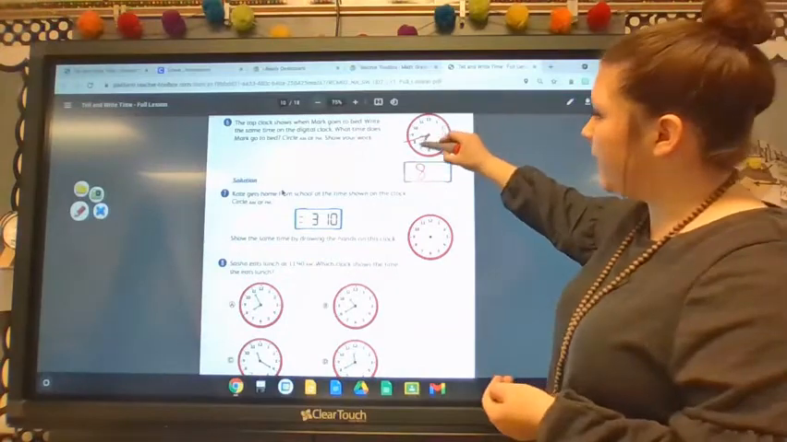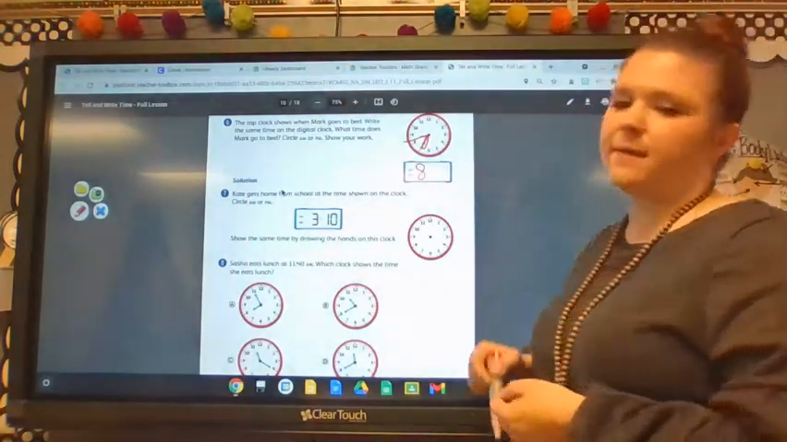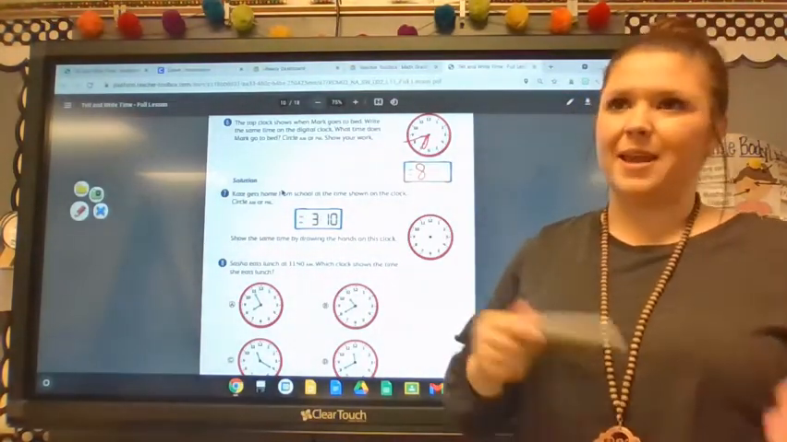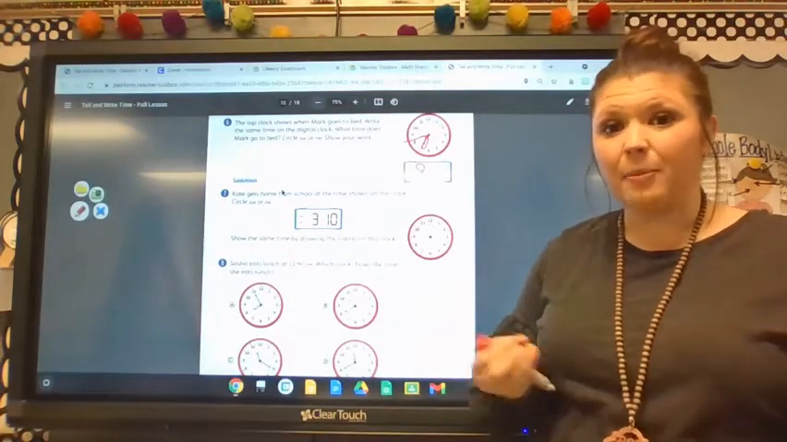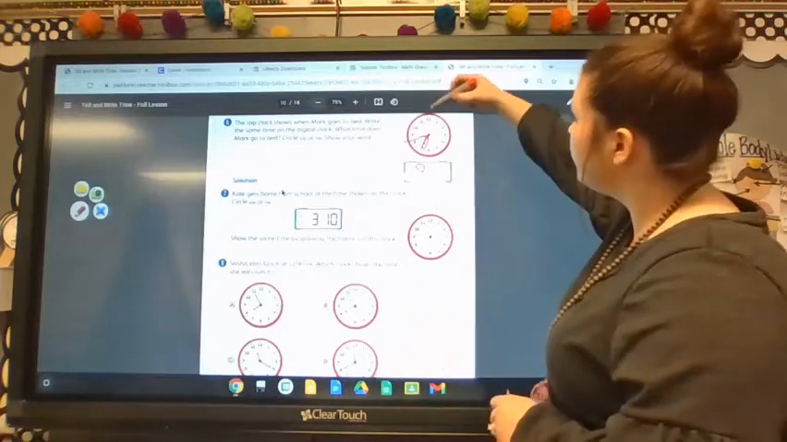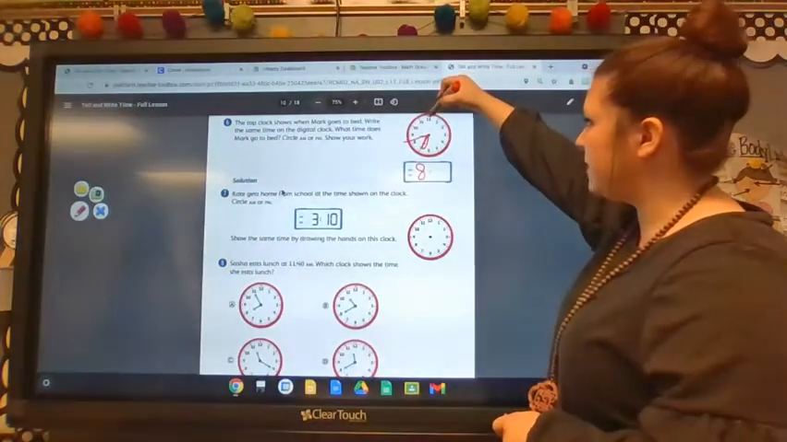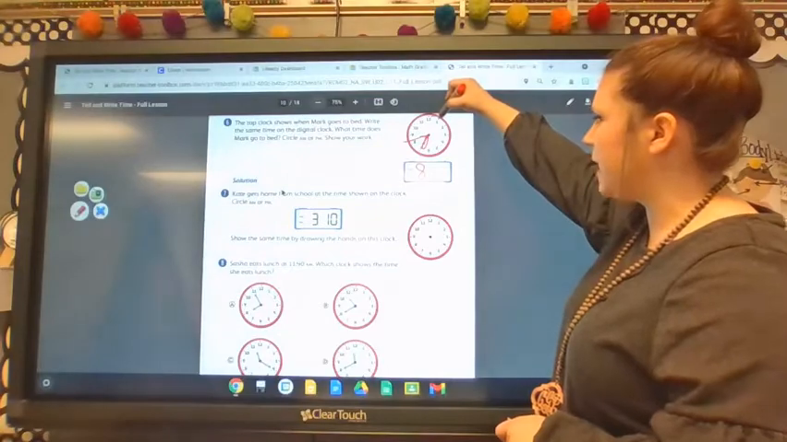Now we look at our minute hand. Our minute hand is pointing to the 7, but we don't say that our time is 8:07. We have to count our minutes by 5s. Remember, all the way around our clock is 60 minutes, so it's broken up into 5-minute times.